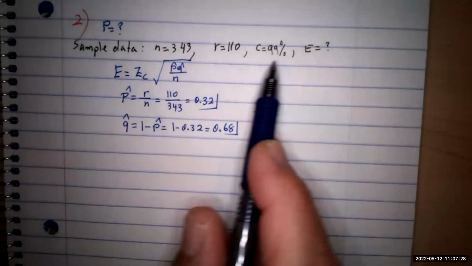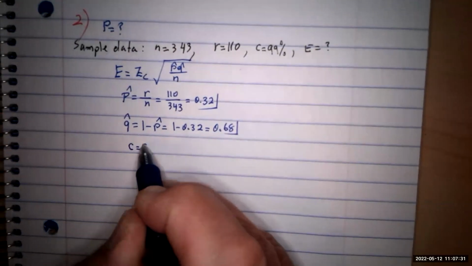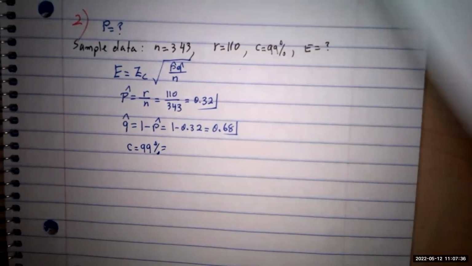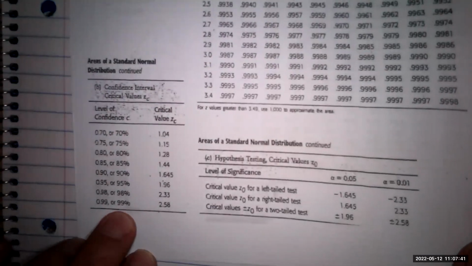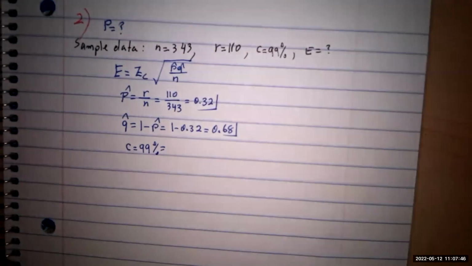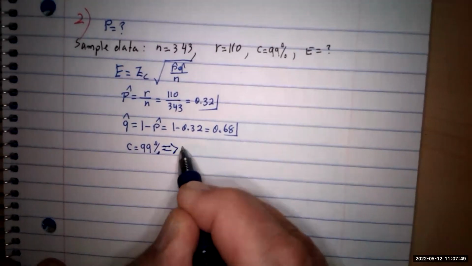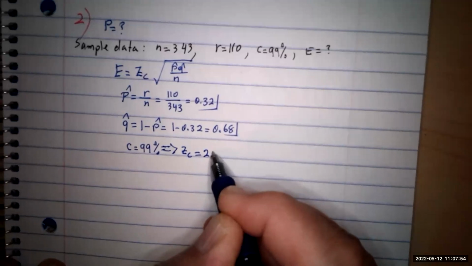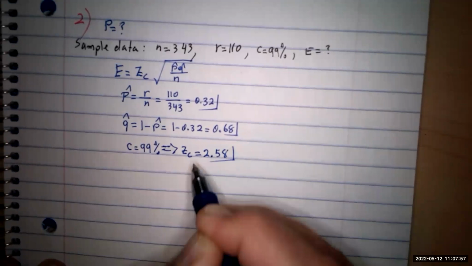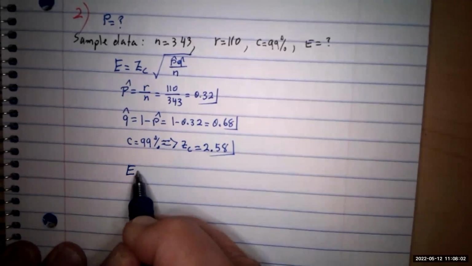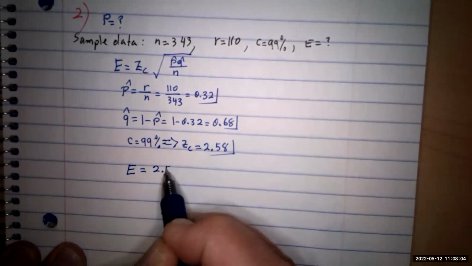We have to find the ZC for a confidence level of 99%. We go to that bottom corner table that we gave you to find the 99%. For the 99%, it's 2.58. So that gives you the ZC of 2.58. You get the same answer for this one too. Okay, so we have everything we need. So we go with the E.